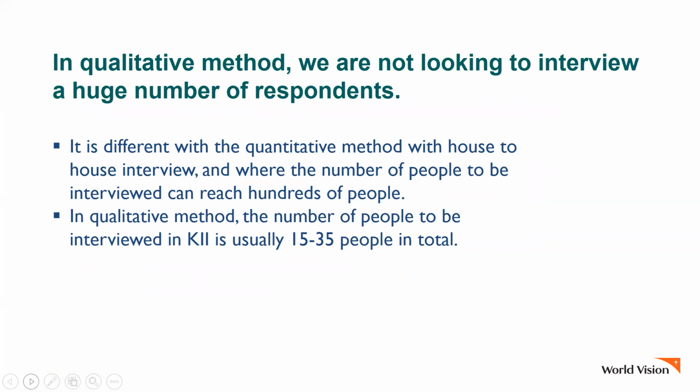In qualitative method, we are not looking to interview a huge number of respondents, and this is where it is different from the quantitative method, where we conduct house-to-house interviews and where the number of people to be interviewed can reach hundreds based on the samples that they have calculated. In qualitative method, the number of people to be interviewed in key informant interviews is usually between 15 to 35 people in total.